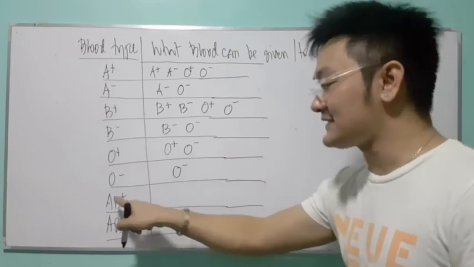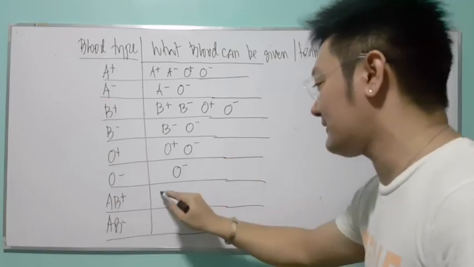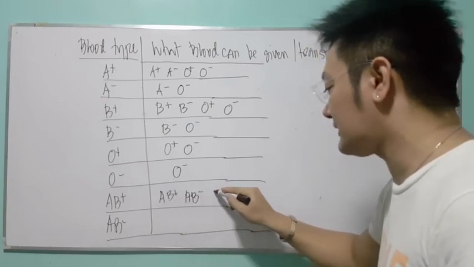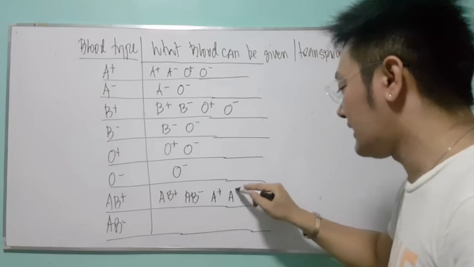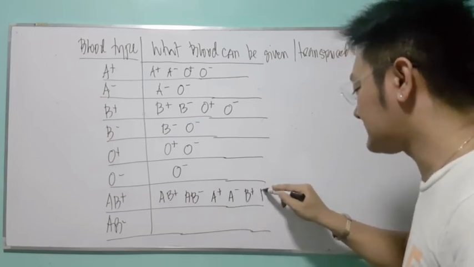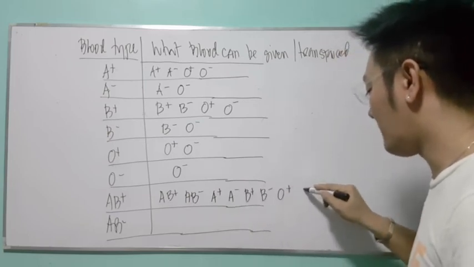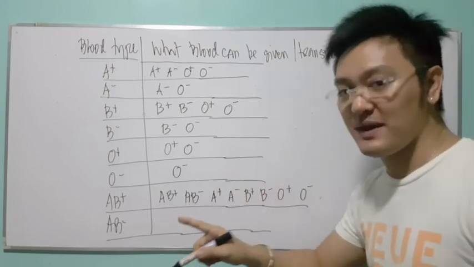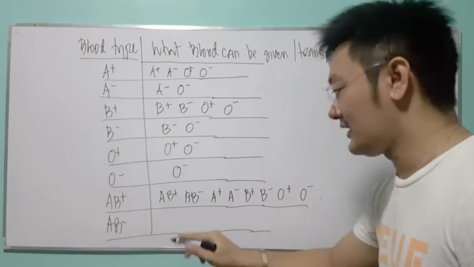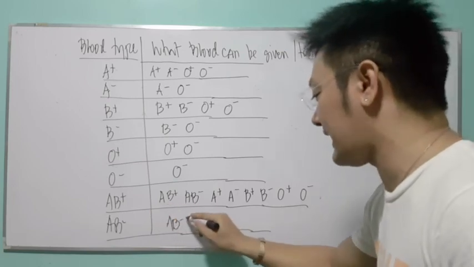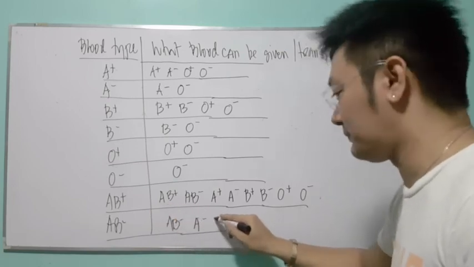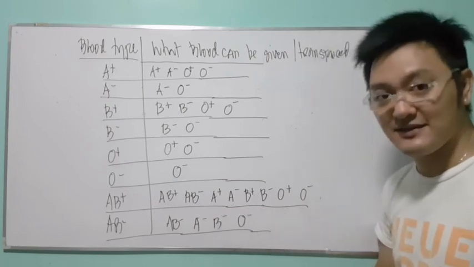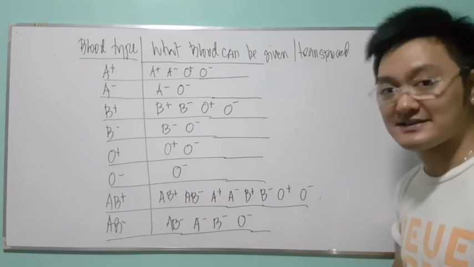If the blood type of the patient is AB positive, what blood can be given? AB positive, AB negative, A positive, A negative, B positive, B negative, O positive, O negative. Can you follow? But if the blood type of the patient is AB negative, you can only give AB negative blood, A negative blood, B negative blood, O negative blood. Can you follow? Now, a question in your exam.